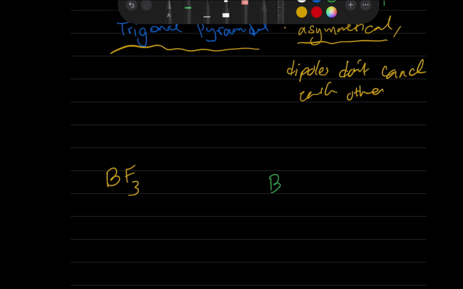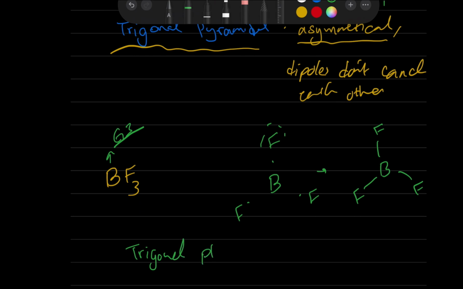B has 3 electrons in its outer shell since it's in group number 3 of the periodic table. And we have 3 fluorine atoms. We have lone pairs, but I don't care about that; it doesn't matter here. Then we can deduce that the shape of this compound is trigonal planar. If we want to draw the dipoles, the fluorine is more electronegative, so it comes like this, here it comes like this, and this one comes like this.